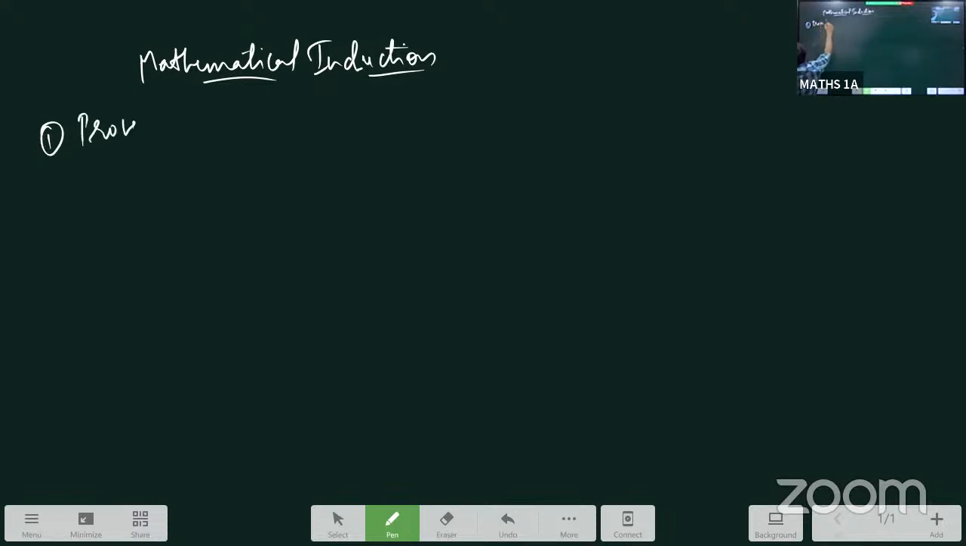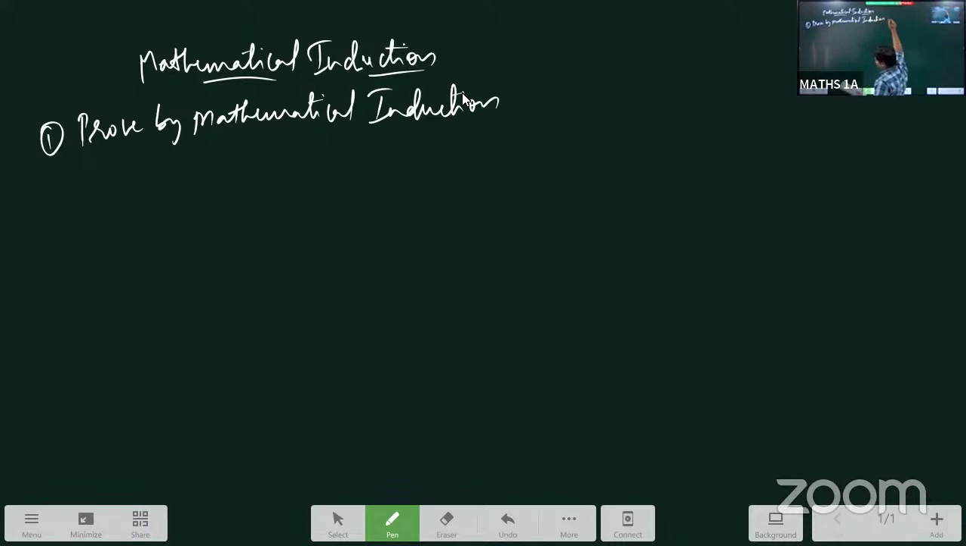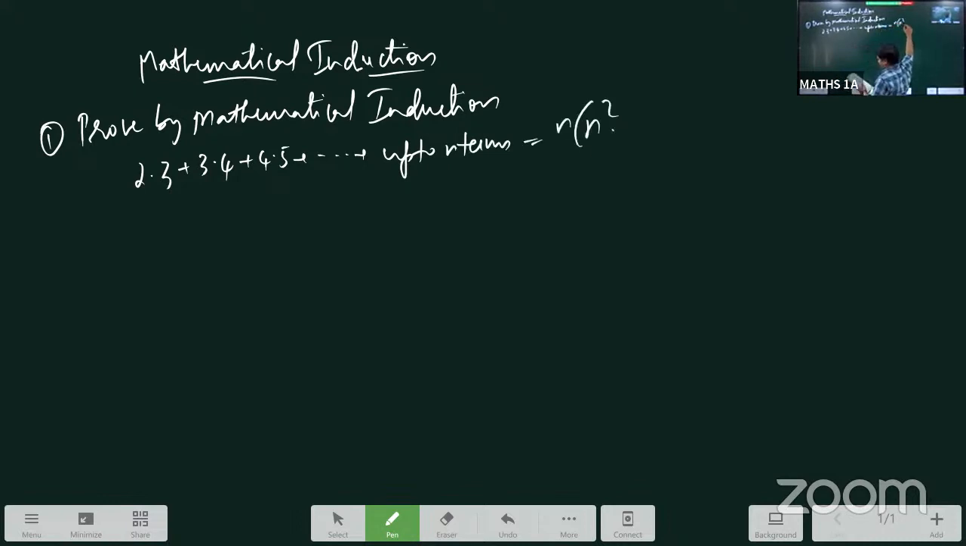Prove by mathematical induction: 2 into 3, 3 into 4, 4 into 5, plus so on, up to n terms, that is n into n square plus 6n plus 11 by 3. We are going to prove this by mathematical induction.